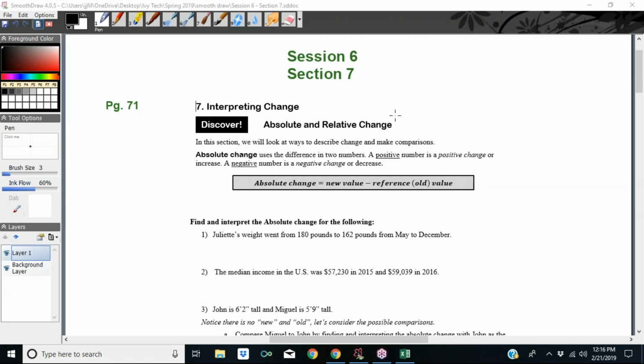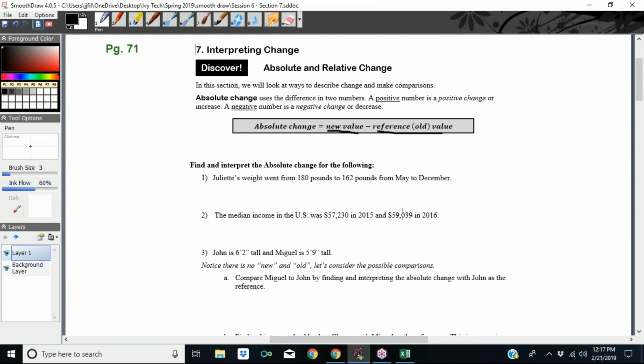All right, so if you would flip to page 71 with me. We have absolute and relative change. And it says here, in this section, we will look at ways to describe change and make comparisons. Absolute change is the difference in two numbers. A positive number is a positive change or increase, and a negative number is a negative change or a decrease. So all we do is we take the new value and subtract the old value, or the new value minus the starting value, or the reference value, we call it here.